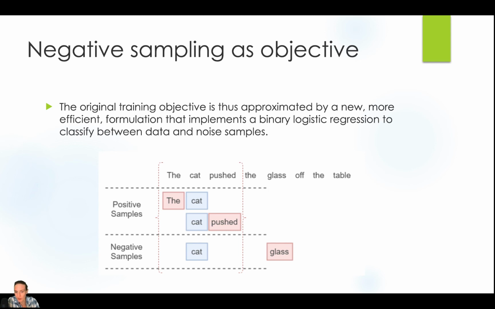So what does that mean? We take words that appear in the same context. Those would be our positive samples. And we take words that don't appear in the same context, for instance, cat and glass. Then we feed those newly learned representations by the model to a binary logistic regression model. And if this model can easily classify, that means most likely that their representations are very similar or dissimilar, which is exactly what we want from this word2vec model. So this is a way to very quickly approximate the training objective.